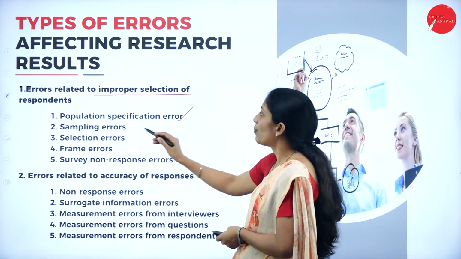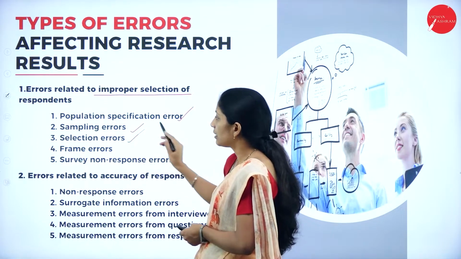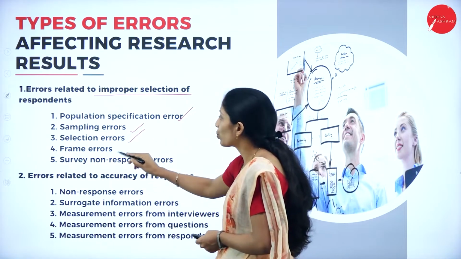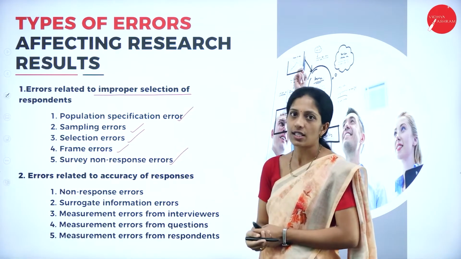The first one is population specification error. Next one is sampling error. Third one is selection error. Fourth one is frame errors. And the next one is survey non-response errors.